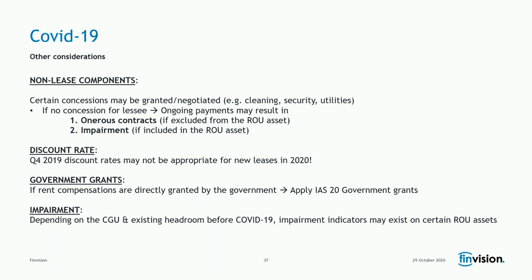But if there is no concession for the lessee, then you need to do ongoing payments for cleaning, for security, and so on. But that may result either in onerous contracts if the non-lease component is excluded from the right of use asset, because you have the choice either to include non-lease components or exclude them from the lease right of use assets. If they are excluded, that can result in onerous contracts. Because you will have to pay for the cleaning and security and utilities, for instance, but there will be no benefit against it, and that results in onerous contracts.